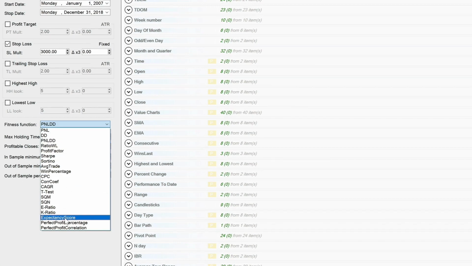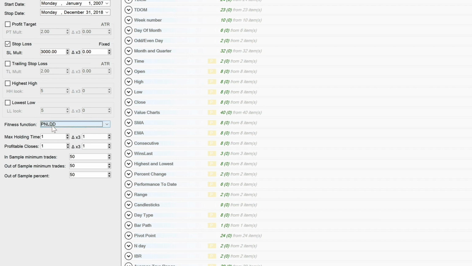Of course, there's all types in here. Expectancy score, K ratio, t-test, net profit. I like to use net profit versus drawdown, so we're going to include that there. Then we have a max hold time. I'm telling Build Alpha to go ahead and have a max hold time of this trade from 1 to 3. So we have 1 here, delta 3, in steps of 1. So this is just telling Build Alpha to go ahead and test for 1 hold, 2 hold, and 3 hold. And also I'm telling it to test for profitable closes, 1, 2, and 3. So very simple exits. This is a short-term trading strategy on the daily market.